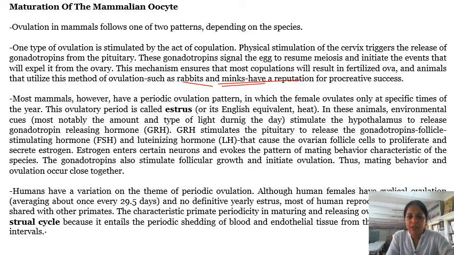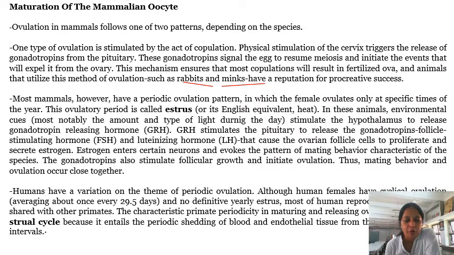That means physical stimulation of the cervix triggers the release of gonadotrophins from the pituitary, and these gonadotrophins then signal the egg to resume the meiosis and initiate the events that will expel it from the ovary. This mechanism ensures that most copulations will result in fertilized ova, and the animals that utilize this method of ovulation have a reputation of procreative success.